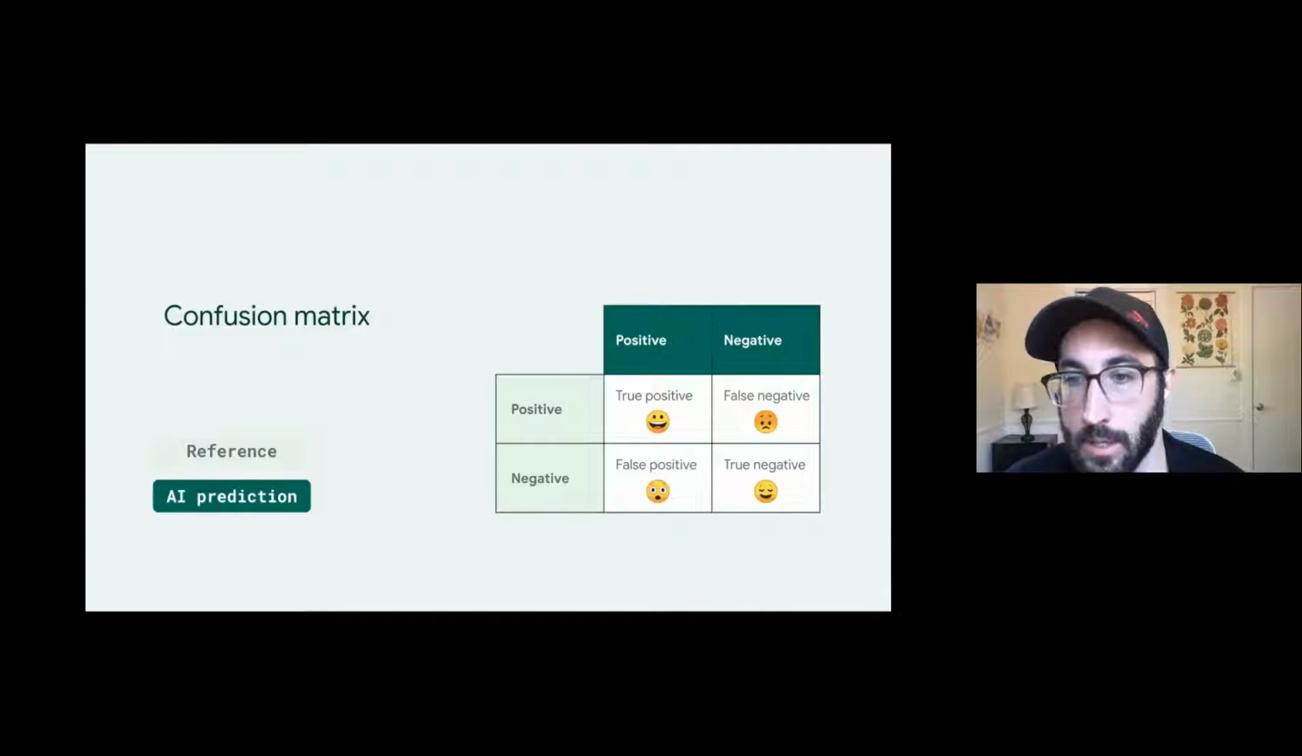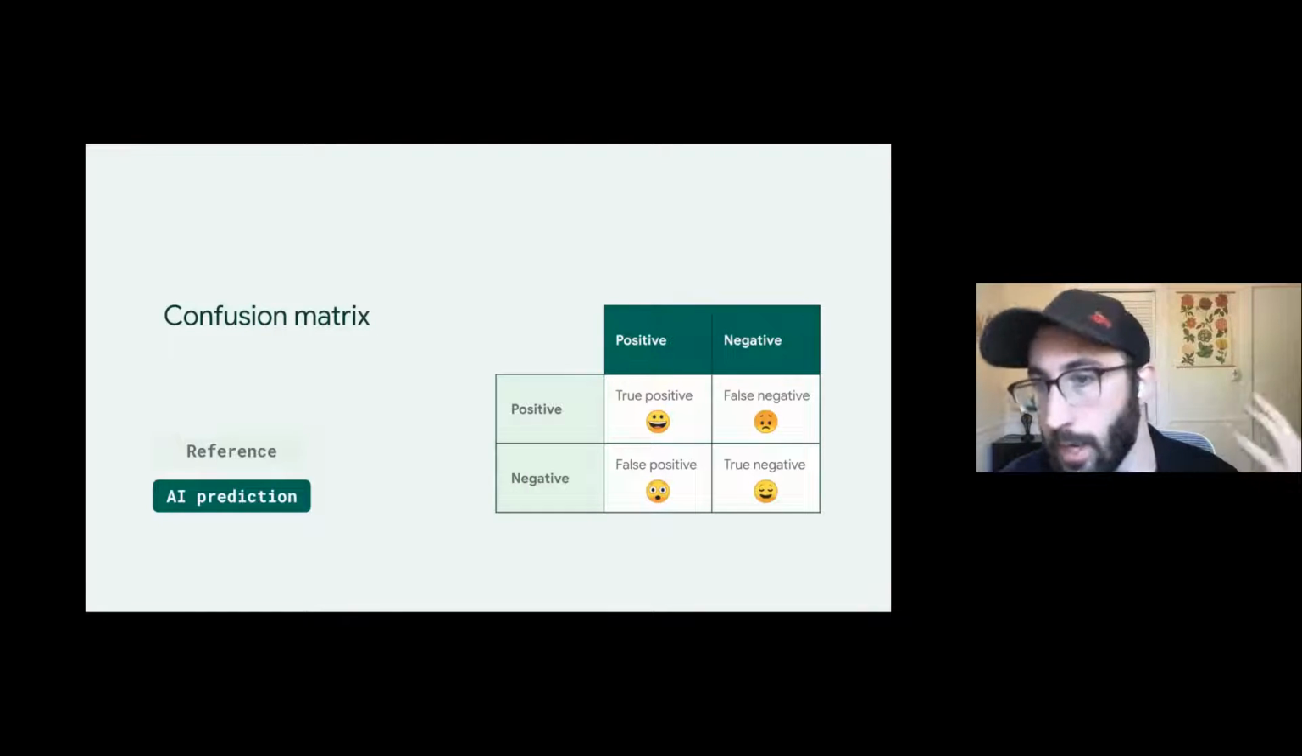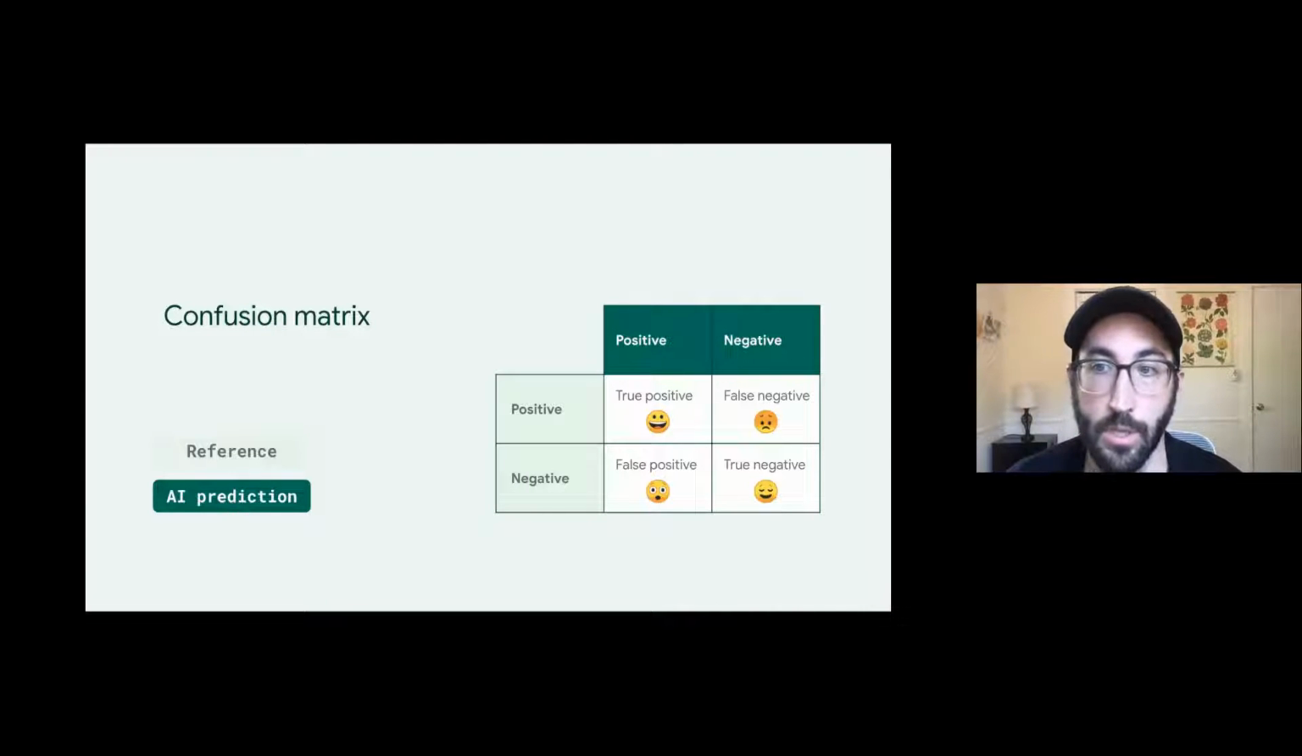So that creates these four quadrants of true positives and true negatives. Those are the right answers. But then where it gets interesting are false positives and false negatives. A false positive is when the machine says, yes, this is a cat, and it turned out to be a dog or whatever else instead. Or a false negative, where it says, no, this isn't a cat, and it did turn out to be a cat.